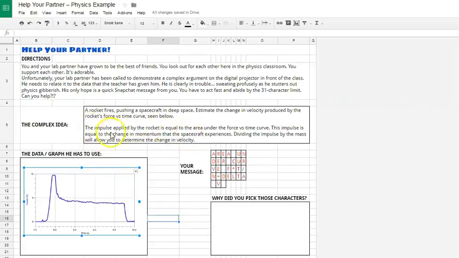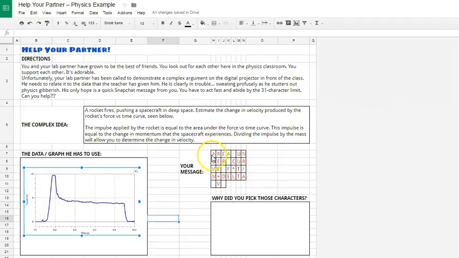So what I have written right here, the impulse applied by the rocket and so on, the description of how to do this, I wrote that in there. I would probably expect the students to write that in there so I can get a sense for what they think the complex idea is. Then because the scenario is to send a quick Snapchat message that can't be more than 31 characters long, they have to try to come up with a message, which I have written right there.